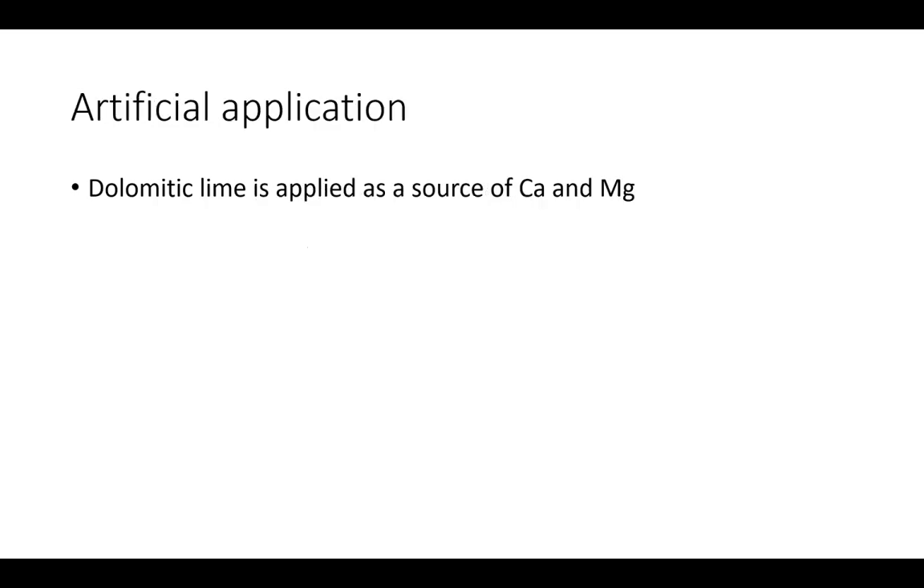Artificial application. Dolomitic lime is applied as a source of calcium and magnesium. Remember, anytime you're putting magnesium down, you want to put down calcium at the same time because you want to make sure that calcium-magnesium ratio stays the same. Both of them work in the same way as far as lime goes. Go back and review what was said about calcium when we were talking about it being used as a liming material, because the same things apply here. It corrects pH and therefore reduces aluminum.